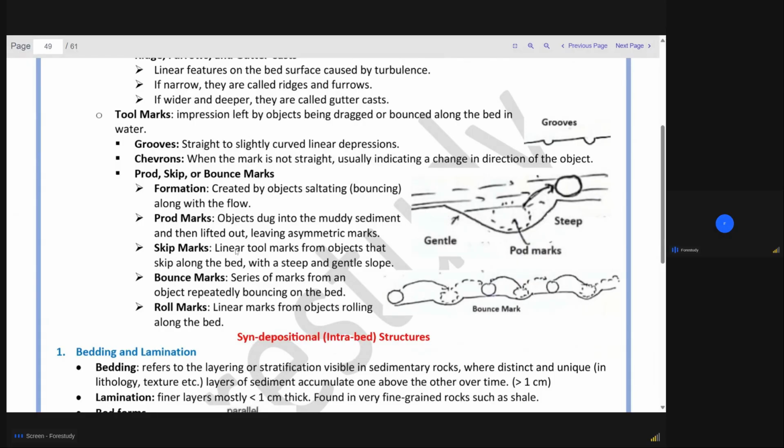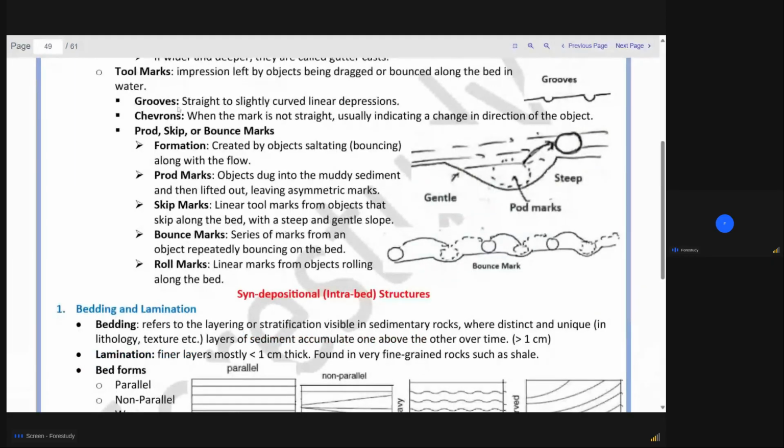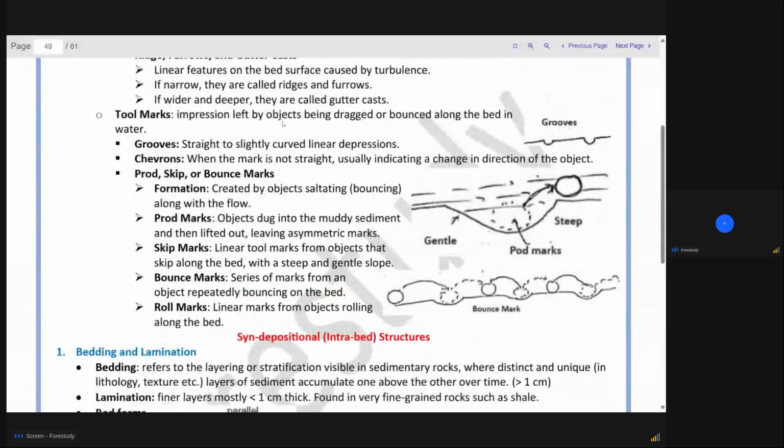So grooves are straight to slightly curved linear depressions. Chevrons are the tool marks. So we're talking about tool marks. An impression left by objects being dragged or bounced along the bed in the water is called a tool mark, and these are the sub classification of a tool mark. First is grooves, straight to slightly curved linear depressions. Chevrons, when there's a slight change of direction, we got chevrons.